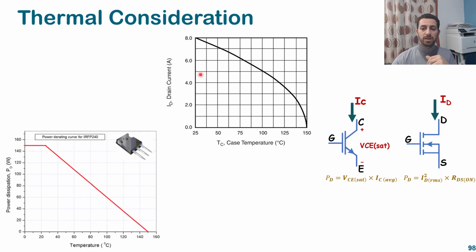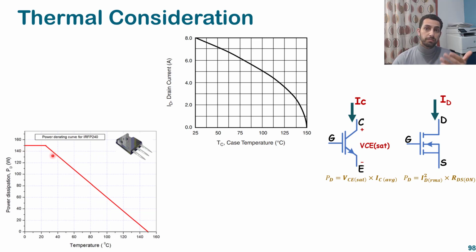And similarly, there is something called the power derating curve, and some data sheets provide this curve, and one of the MOSFETs is IRFP240. That curve tells us if you are at low temperatures here, you can use this MOSFET to dissipate 150 watt.